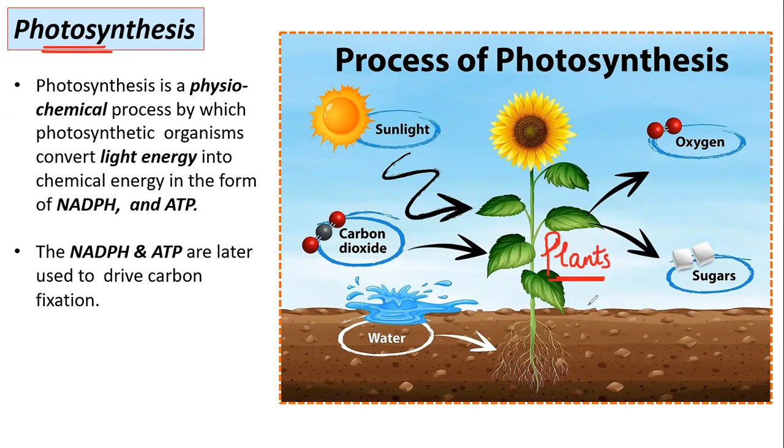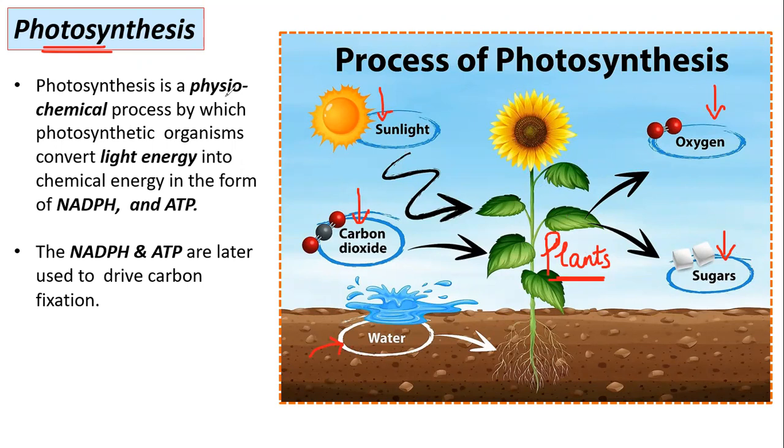Another term you'll have is autotroph. From your lower classes onwards, you have been studying that photosynthesis is the process by which autotrophs prepare their food with the help of sunlight, carbon dioxide, and water, to produce oxygen and simple sugars, using chlorophyll. That's the definition you have been following from the lower classes onwards.